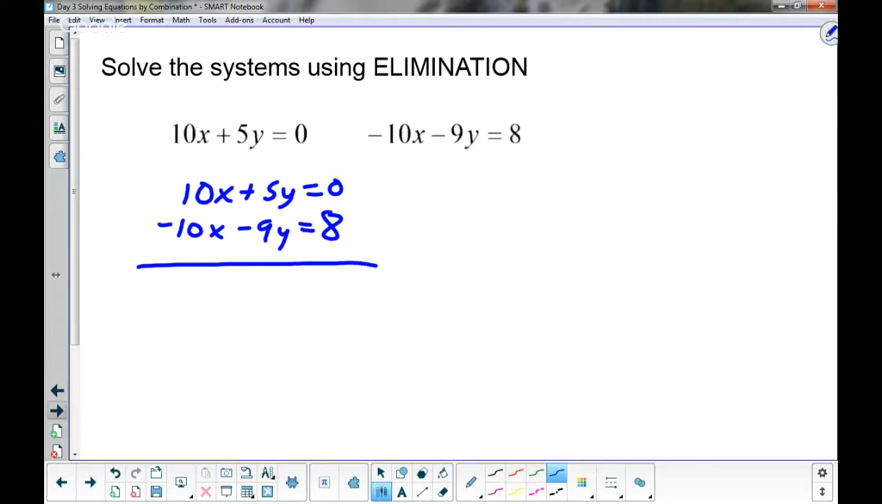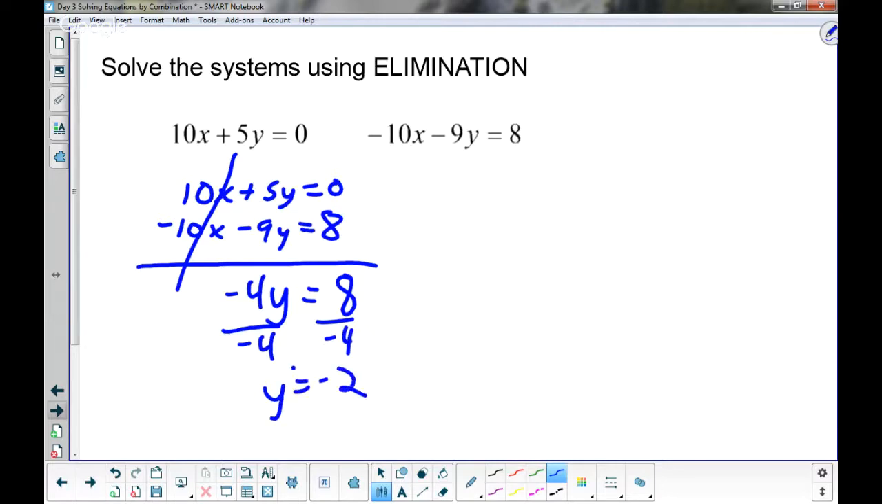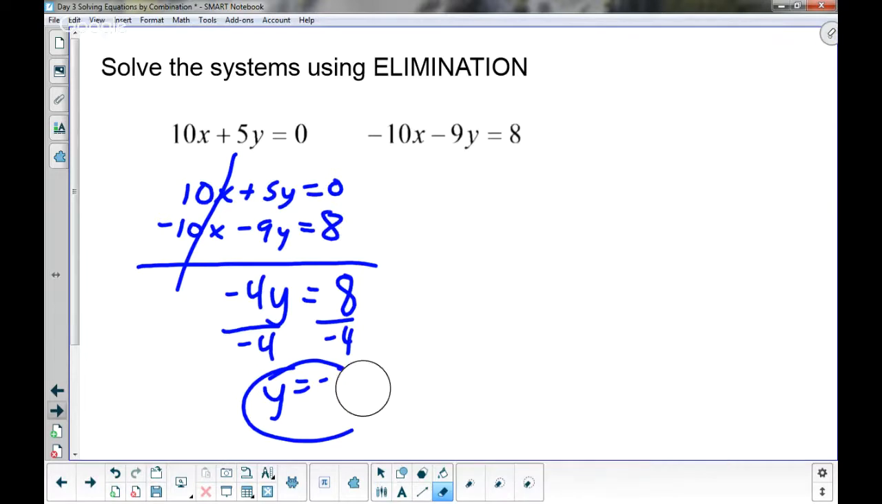So what I'm going to do is just add these two equations together. 10x minus 10x cancel out. That's a 0. Get rid of them. 5y minus 9y, well, that's negative 4y equals 0 plus 8, which is 8. We've eliminated the x's. All we have left is y. We just solve for y at this point. Divide by negative 4, and we get y equals negative 2. So we got half my answer. We have y equals negative 2. We just have to solve for x.